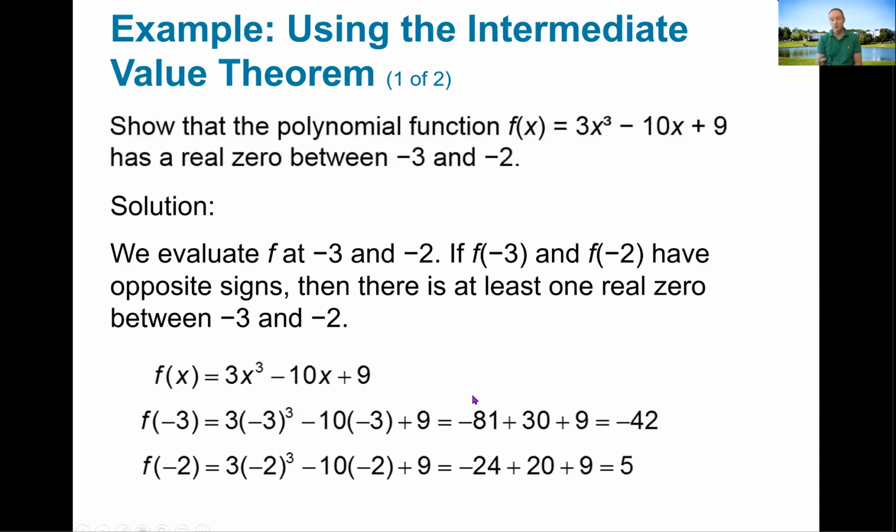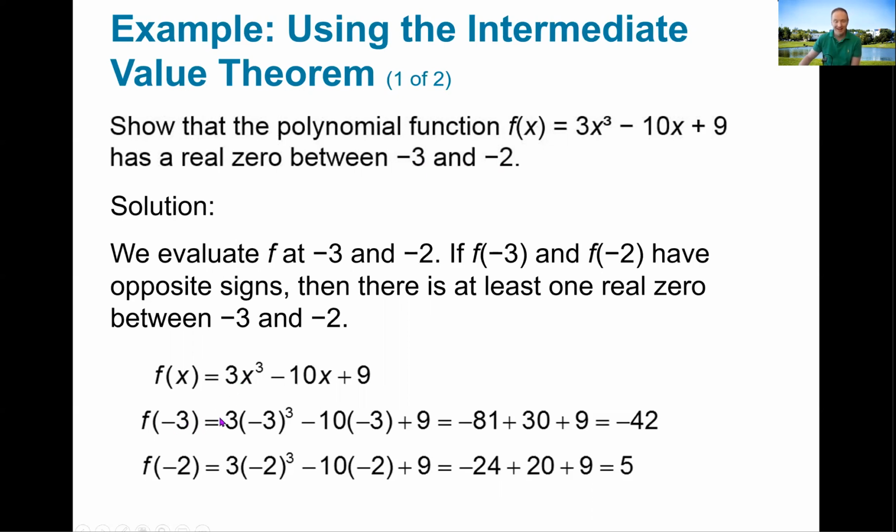So I'm asking you to show that the polynomial function f(x) = 3x³ - 10x + 9 has a real 0 between -3 and -2. Now, I'm not asking you to find the 0. In order to find the 0, you have to factor that expression, and that would be pretty troubling. That one's not going to factor easily. But in order to prove it with the intermediate value theorem, all I need to do is evaluate the function at -3 and at -2 and show that I get opposite signs for the y values there. That's what I've done down here.